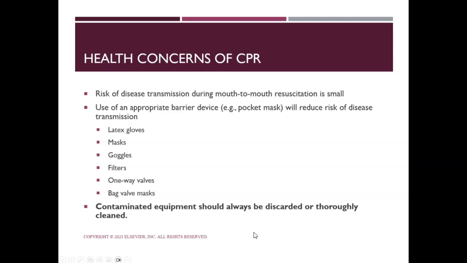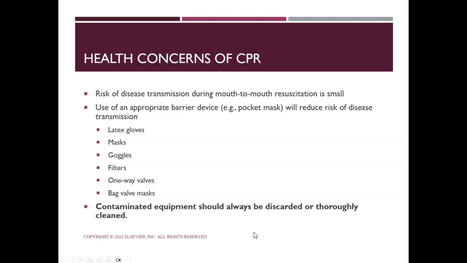So if you are responding to a code in the hospital, you want to make sure you put your gloves on. I've seen too many healthcare workers get all excited about going to the codes and not put gloves on, which is bad. Put gloves on.